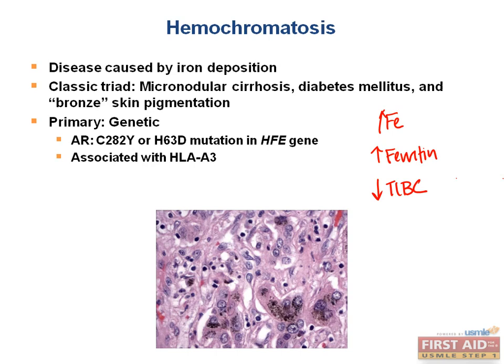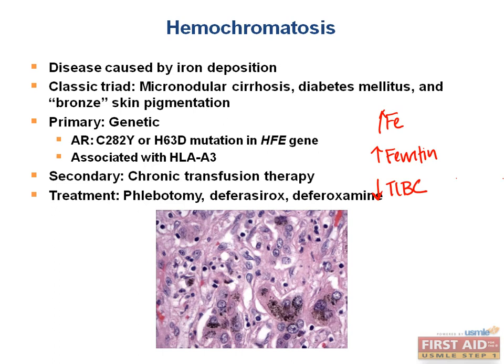Women have slower progression than men due to their menstrual cycles. The treatment is removal of iron with repeated phlebotomy, although drugs such as deferoxamine or deferasirox, which are iron chelators, can be used if the patient has anemia. There is an association of this disease with the HLA-A3 antigen.